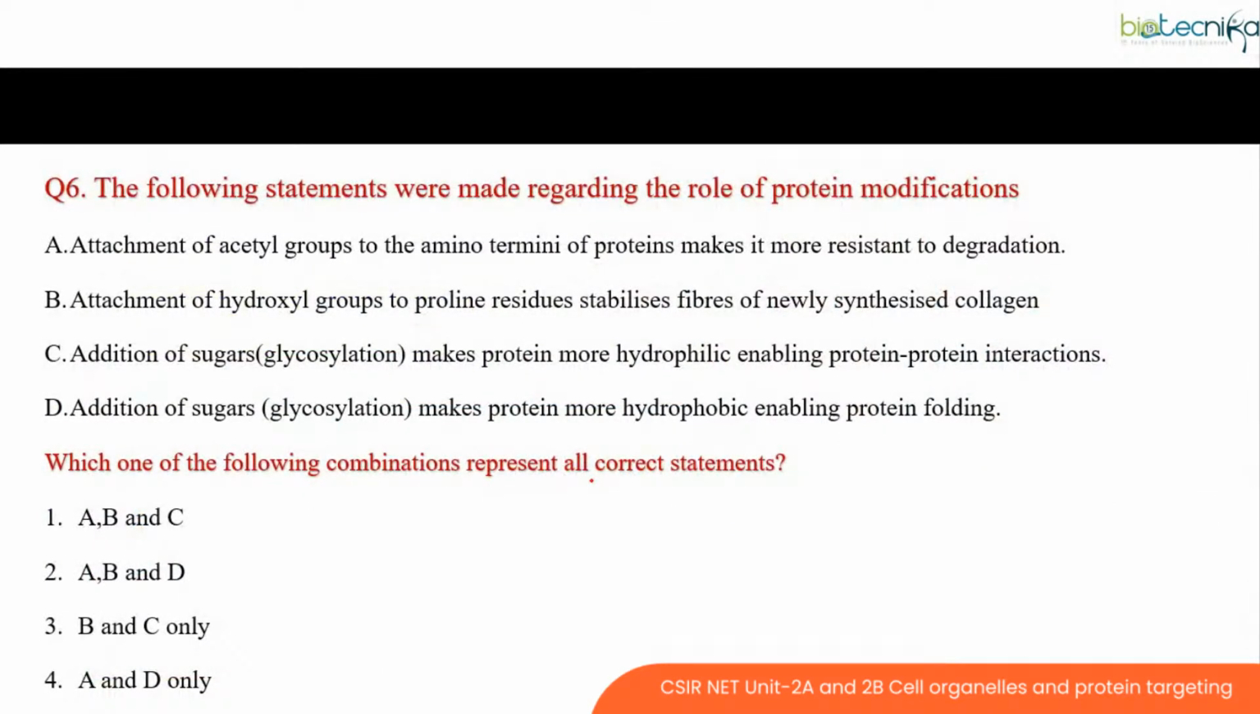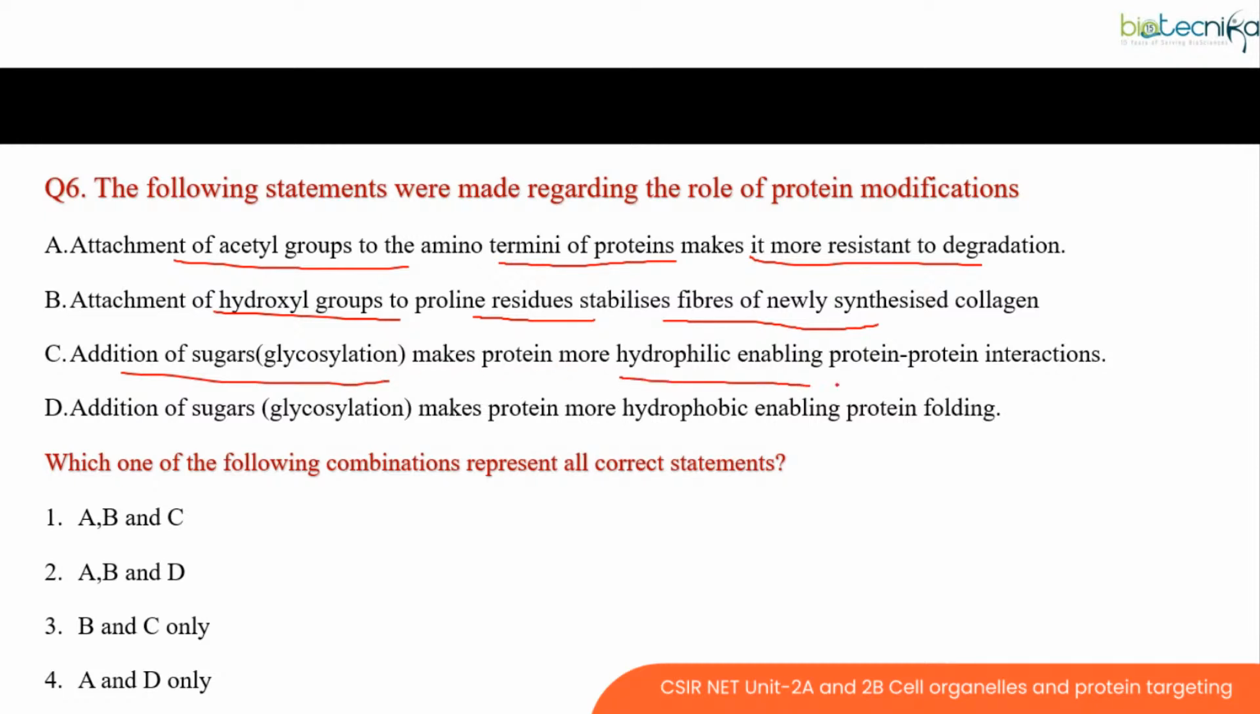Moving on to our next question. The following statements have been made regarding the role of protein modifications. Attachment of an acetyl group to the N-terminus of the protein makes it more resistant to degradation. Attachment of a hydroxyl group to proline residue stabilizes the fibers of newly synthesized collagen. Glycosylation, that is addition of sugars, will make the protein more hydrophilic, enabling protein to protein interaction. Or addition of sugars will make the protein more hydrophobic, enabling protein folding. Now you have to identify the correct combination of statements over here. Find out.